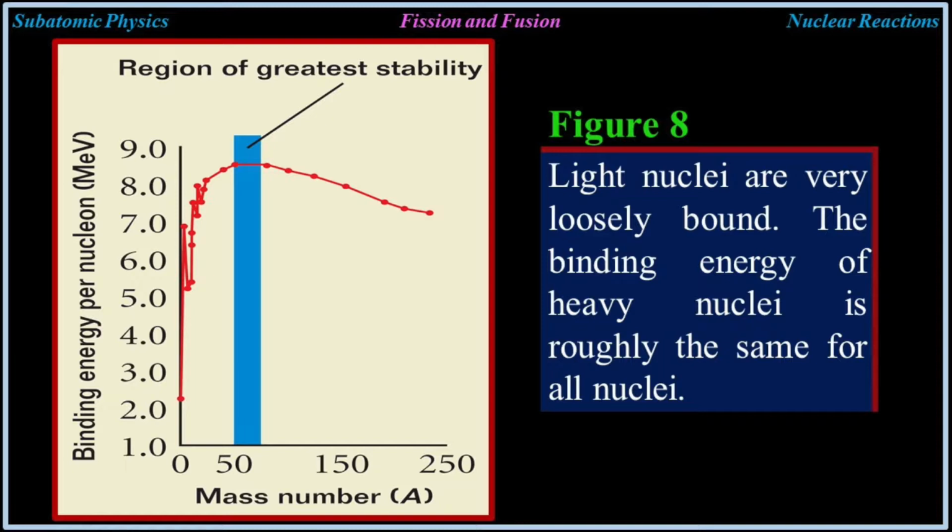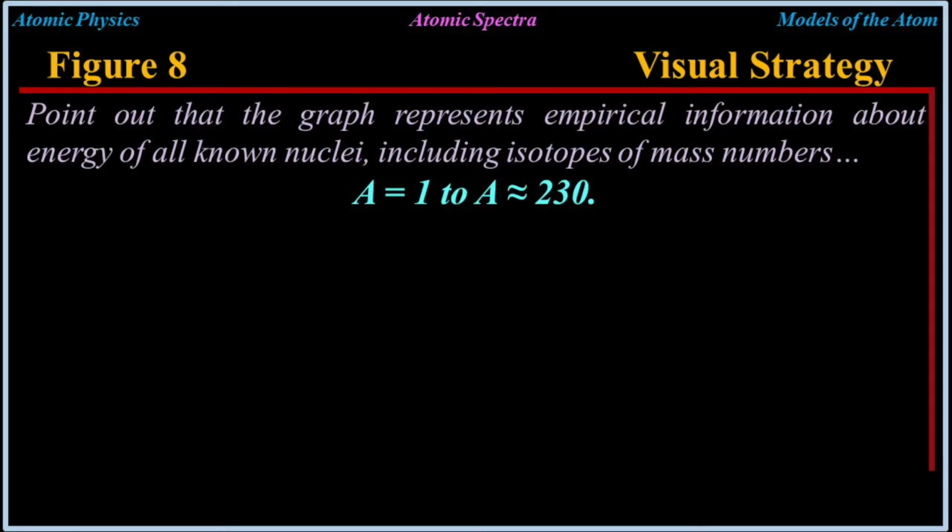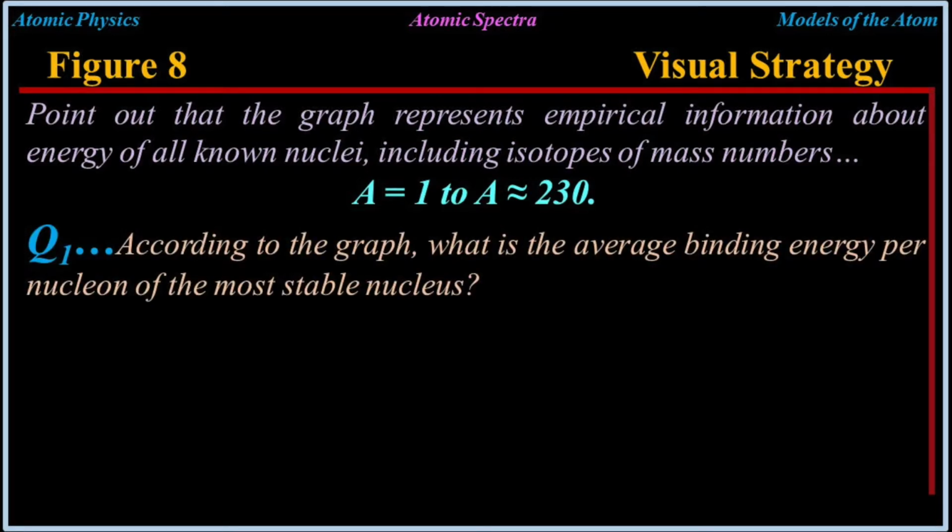Figure 8, light nuclei are very loosely bound. The binding energy of heavy nuclei is roughly the same for all nuclei. Figure 8, visual strategy. Point out that the graph represents empirical information about binding energy of all known nuclei, including isotopes of mass numbers A1 to A230, approximately.